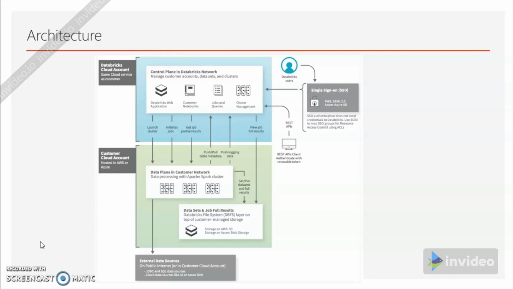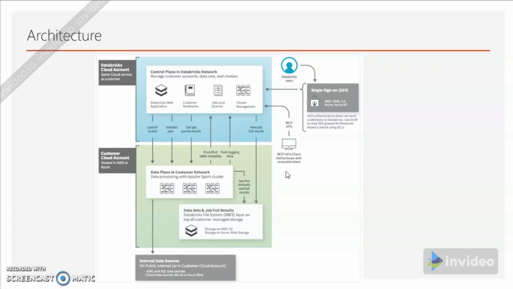The next part is the customer cloud account, which you can host on AWS or Azure. As you know, Databricks is built on top of Apache Spark. So when we create a cluster in Databricks, the underlying architecture creates an Apache Spark cluster in your customer cloud account. All the nodes of your cluster will be hosted on your customer cloud account, which is on AWS or Azure. Apart from clusters, you can host your data layer in your customer cloud account, which means you can host your data in Amazon S3 or Azure Blob Storage. You can also connect external data sources through JDBC connections.